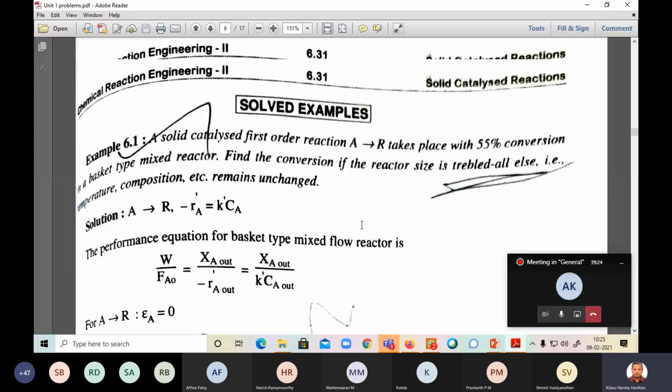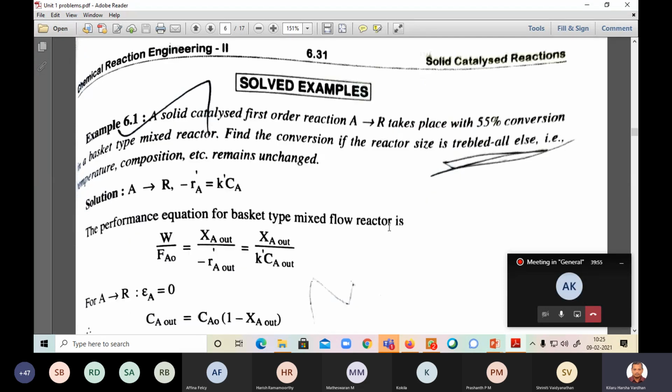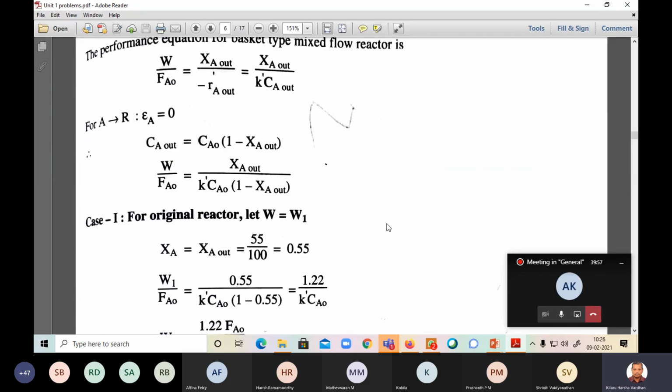Now, can you do one more thing here? Instead of triple, if the reactor size is reduced to half, how much will the conversion be? Find the conversion, same expression, same problem, if the reactor size is halved. The rest of the thing remains the same. We know the reactor size is half, therefore the conversion should be less than this. Please do it and let me know how much the conversion is, right?